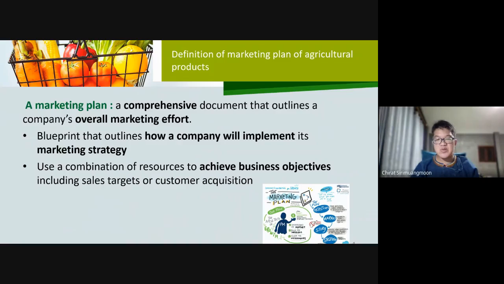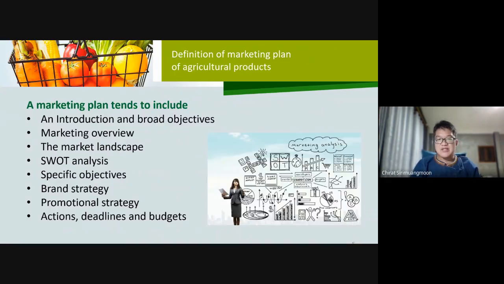So we use marketing plan because we need to combine the resource because we don't have enough resource like abundant or over resource. We have very limited. So you need to make sure that you use the resource as good as possible to achieve the business objectives. So in this case, you need to concern about the sales target and also the customer's need as well. So this is all about the marketing plan.